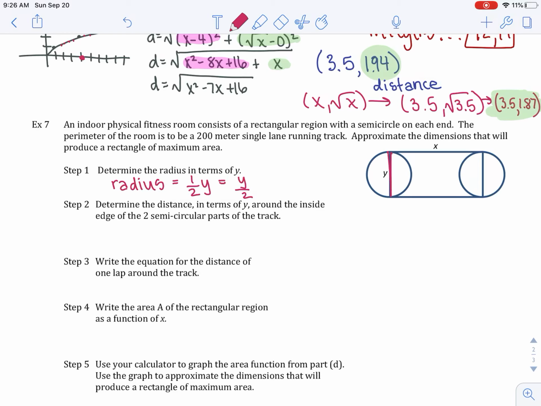Step 2, determine the distance in terms of y, so that means I only want y's in this equation, around the inside edge of the two semicircular parts of the track. Okay, so let's highlight this. Step 2. The semicircles, well, there's 2 of them, so technically my 2 halves are going to be, you have 1 whole circle.